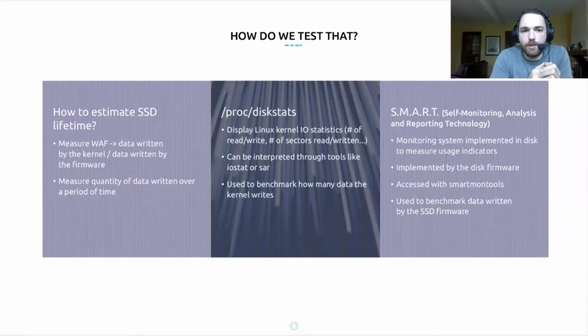To measure the data written by the kernel, you can read /proc/diskstats, either directly with your custom tools, or with tools such as iostat or sar, which interpret it for you. The SMART data can be read also from the kernel. This is some data monitored by the firmware of the SSD drive, which is implemented in the disk firmware, and which measures the number of operations from the firmware point of view. So what's interesting is that /proc/diskstats is the kernel point of view, and SMART is the SSD point of view. So you do a ratio of both, and you have the effective write amplification factor for your application.